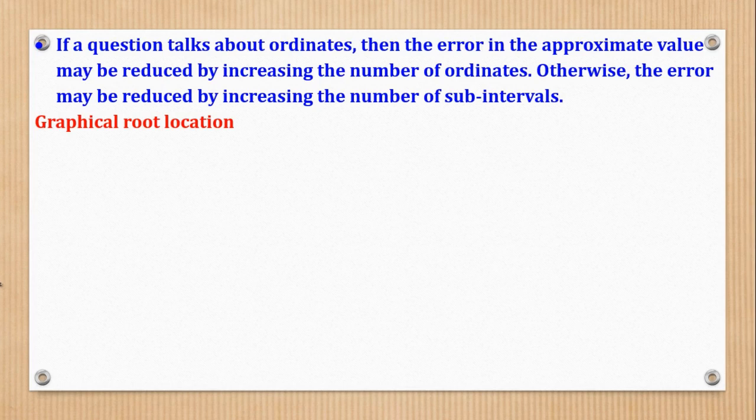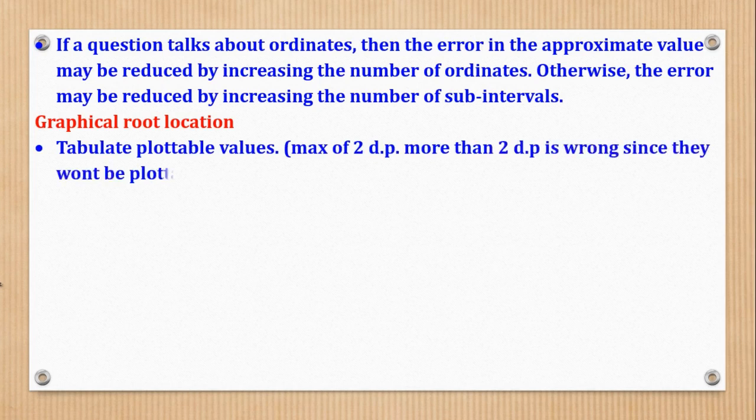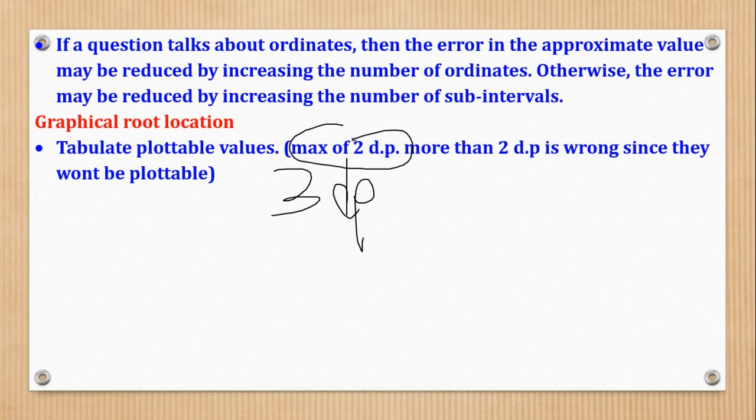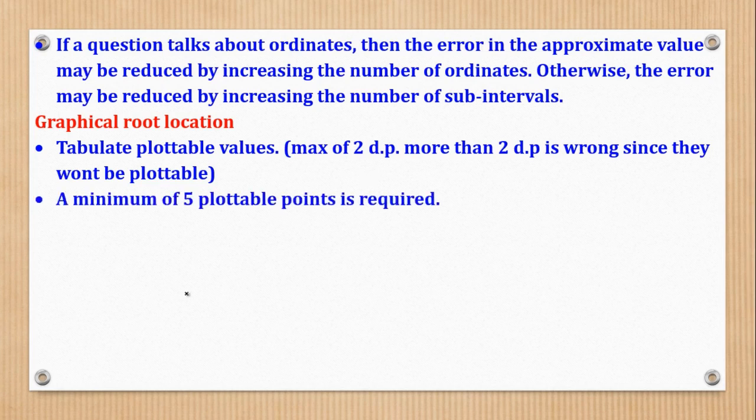Here we are very sensitive. One is that you have to tabulate plottable values. If I look at the values tabulated in the table and they have 3 decimal places, then it is never okay. They should have a maximum of 2 decimal places. Then 2 is that a minimum of 5 plottable points is required. If you use less than 5, already marks must have gone.